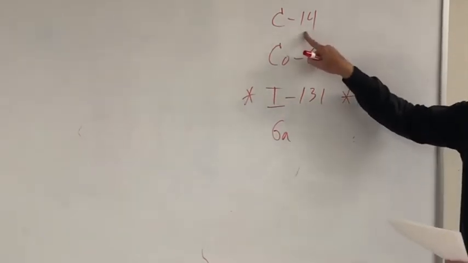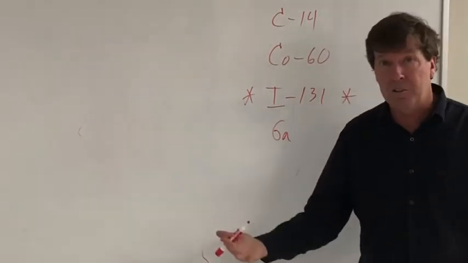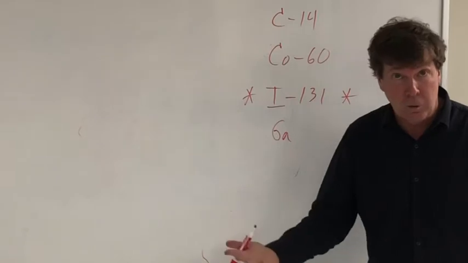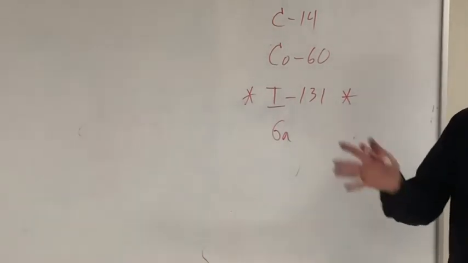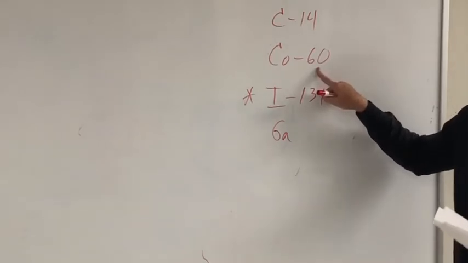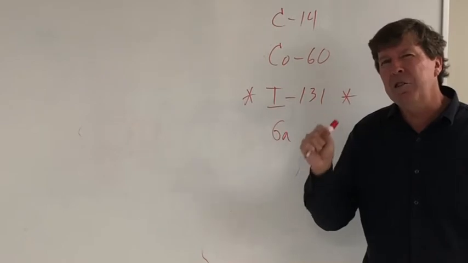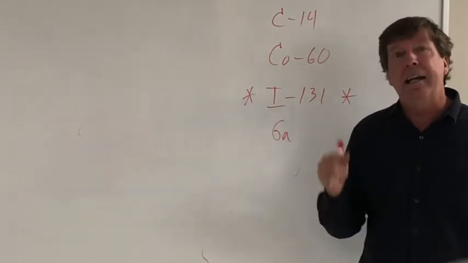So carbon-14 is going to be used to date materials, date artifacts from archaeological digs, for example. So that's not biology, but it's interesting and important. This is cobalt-60. Cobalt-60 is radioactive, and it'll be used to shoot high-energy radiation at cancerous tumors.